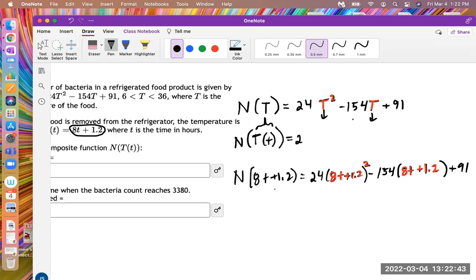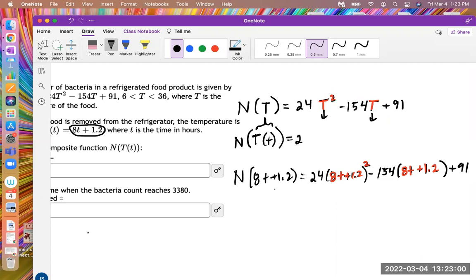The big mistake here, which I almost made, was that this has a square here. So I have to make sure to put a square on this 8t plus 1.2, okay? Now I have to just use order of operations and simplify this. So exponents would go first.